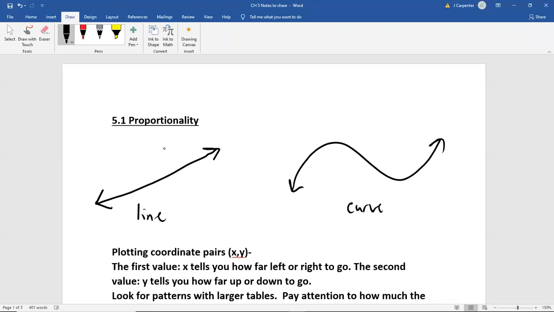Lines are straight, curves bend. It's like when you're turning in your car, you're going around the curve. Although some people interchange curve and curb. Been there, done that. A line, curve, straight, bends. Big difference there.